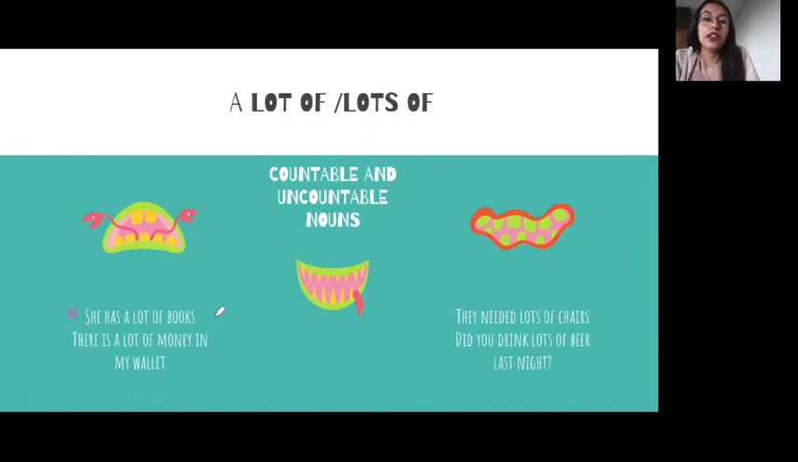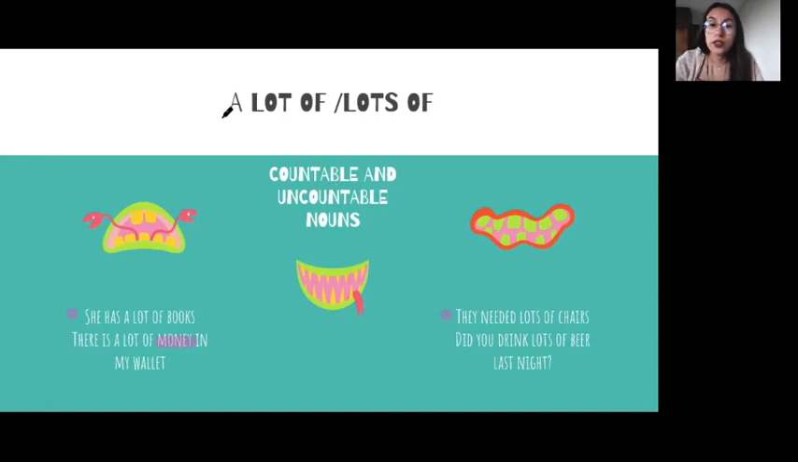There is a lot of money in my wallet. Hay mucho dinero. Money is an uncountable noun. Hay mucho dinero en mi billetera. Here I have another example. They need lots of chairs. Ellos necesitaban, they needed lots of chairs. Ellos necesitaban muchas sillas.